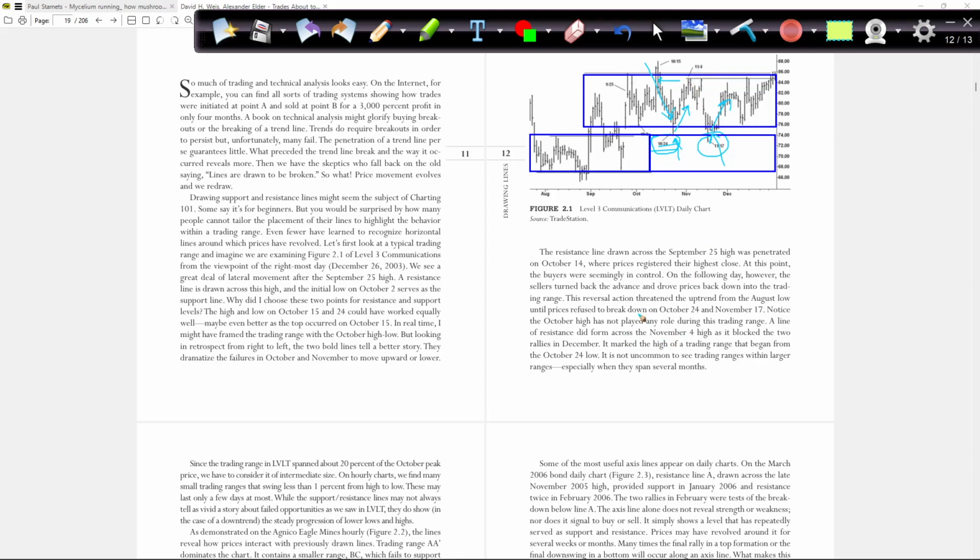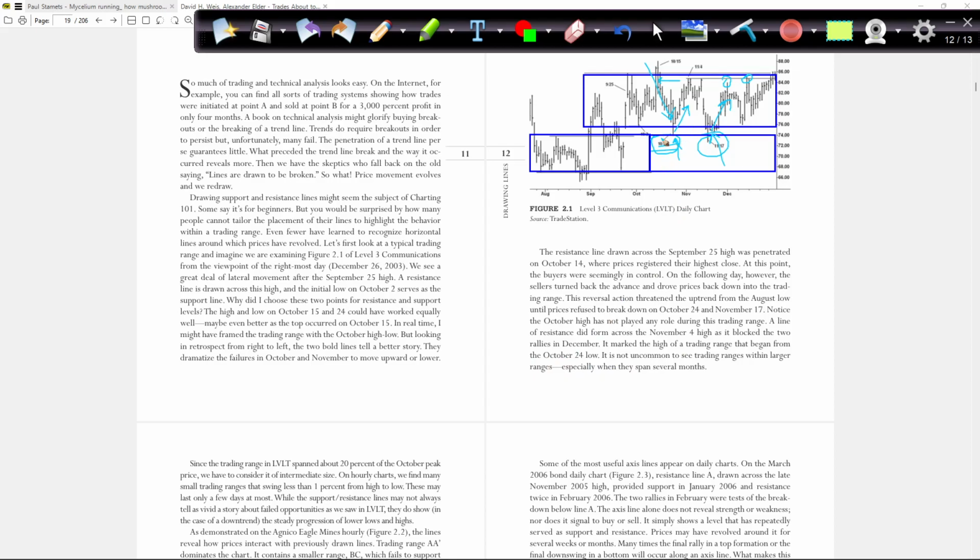November 4th high, as it blocked the two rallies in December, right? In December, it blocked two rallies here, here, and here, right? It marked the high of a trading range that began from the October 24th low.